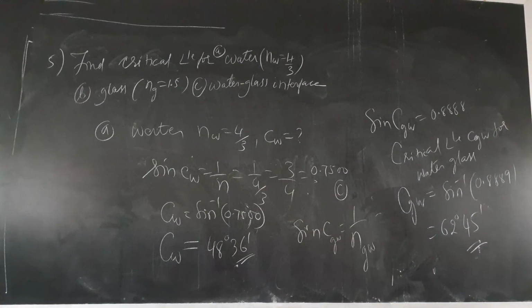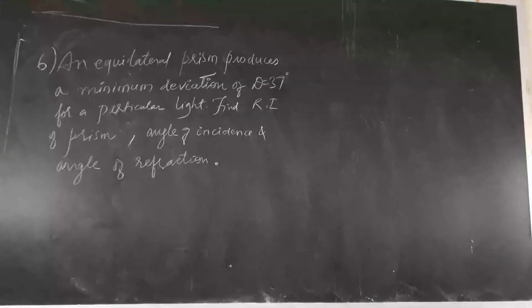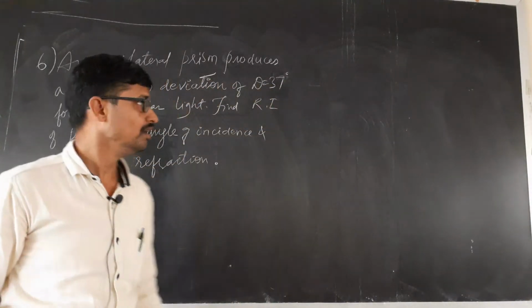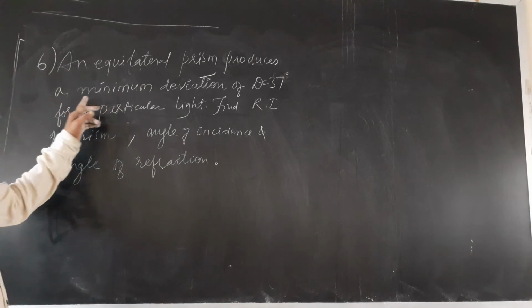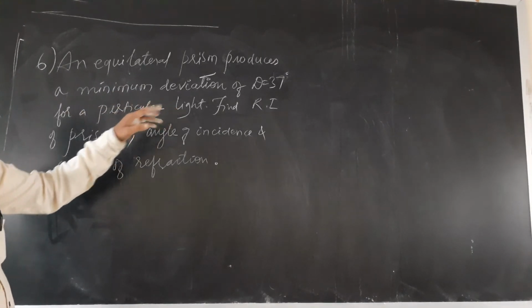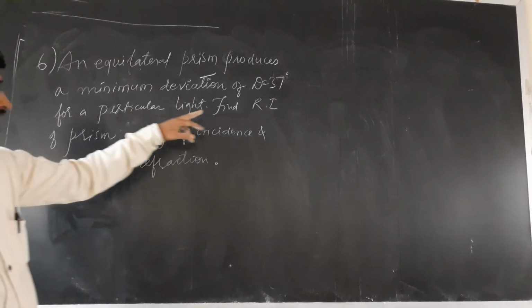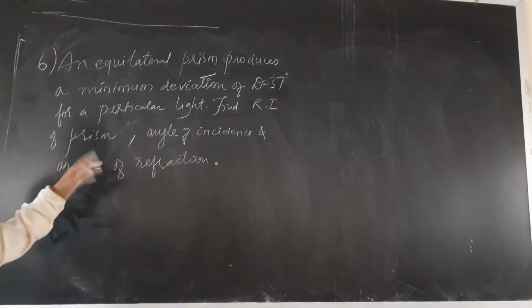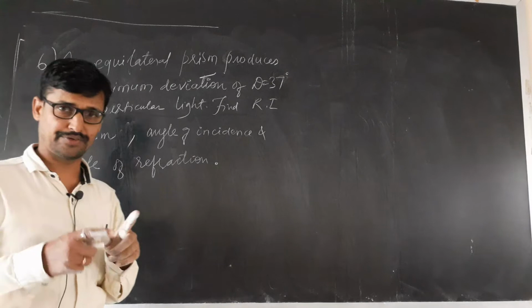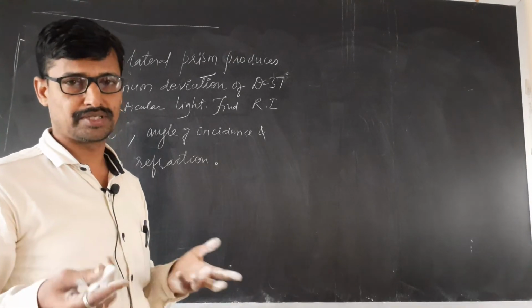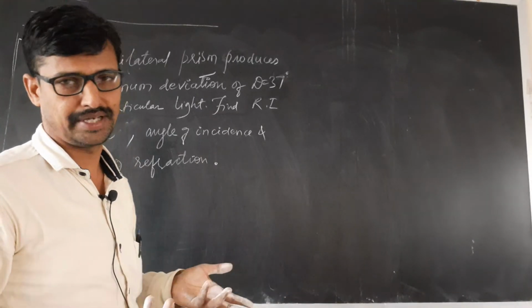Well, next problem, children. An equilateral prism produces a minimum deviation of 37 degrees for a light of particular wavelength. Find refractive index of prism. Yes, sir. Refractive index of prism means refractive index of the material of the prism. It may be glass, it may be fiber, anything.